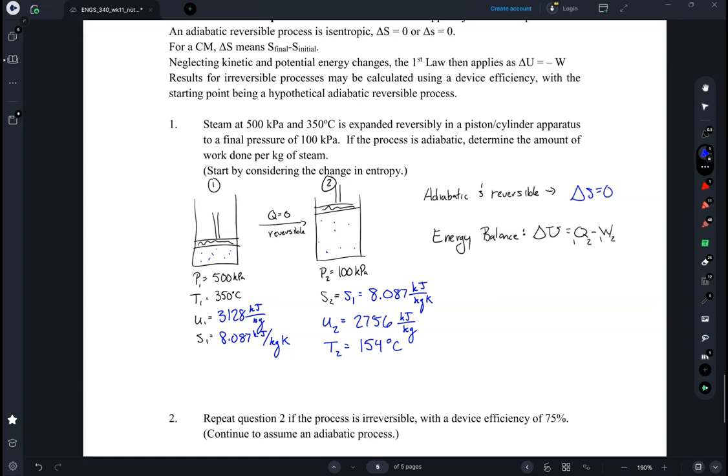This we could solve directly for work, something like this. W12 equals the integral of P dV. But we can only do this if we know how pressure and volume are connected. So this might be possible. We'll look at this eventually, but a simpler way is to look back at our energy balance like what we've done before. So we have something like delta U equals Q12 minus W12.